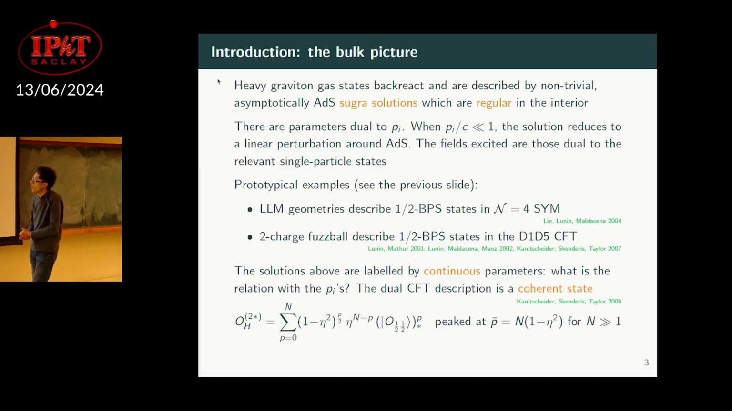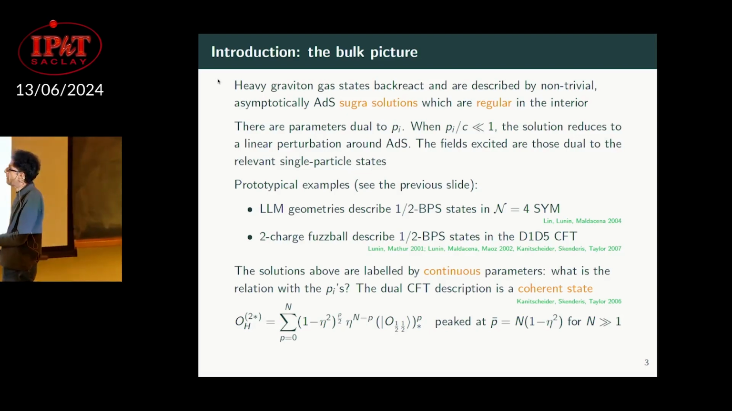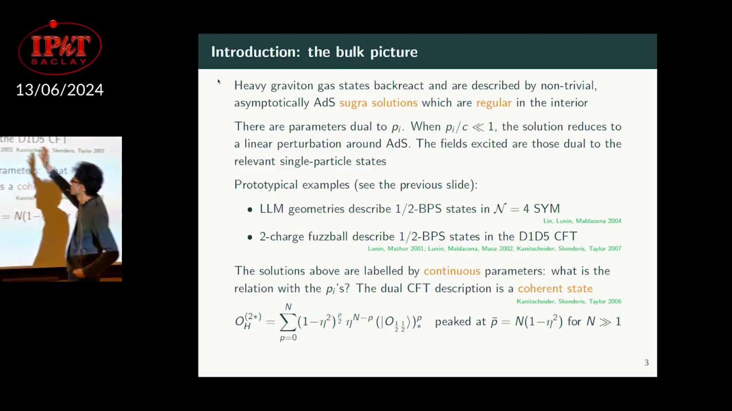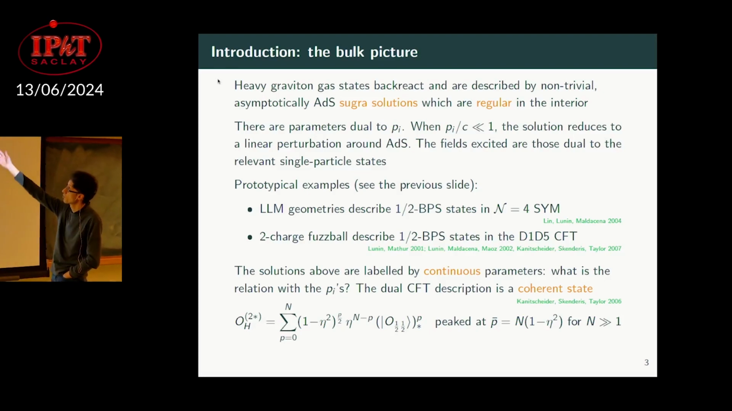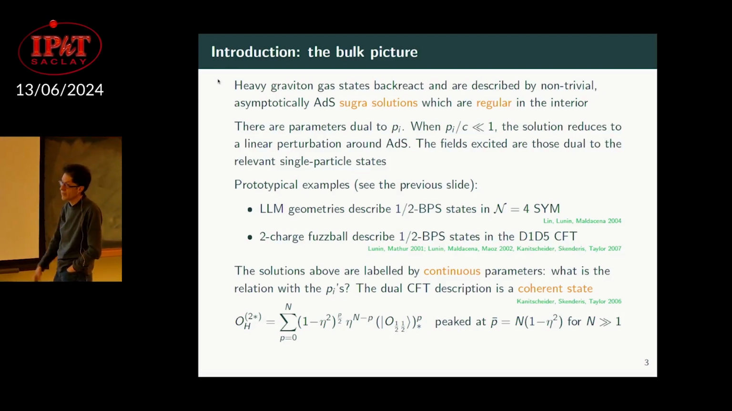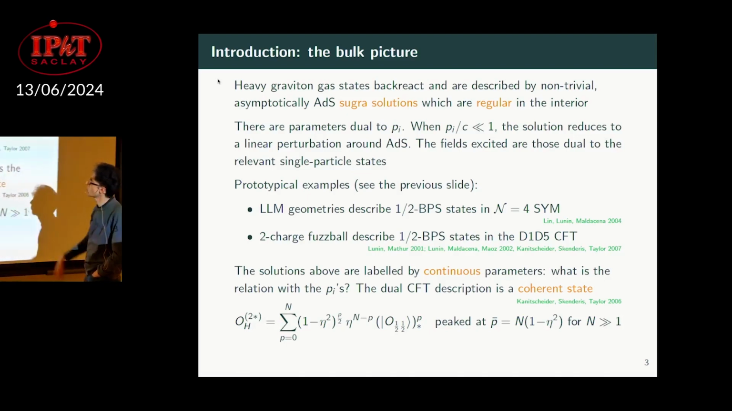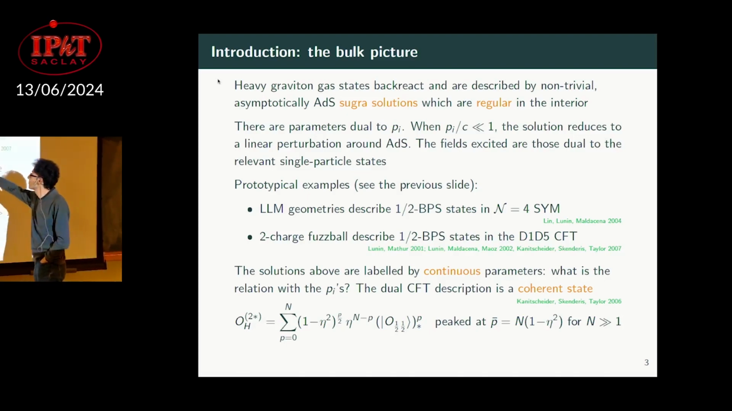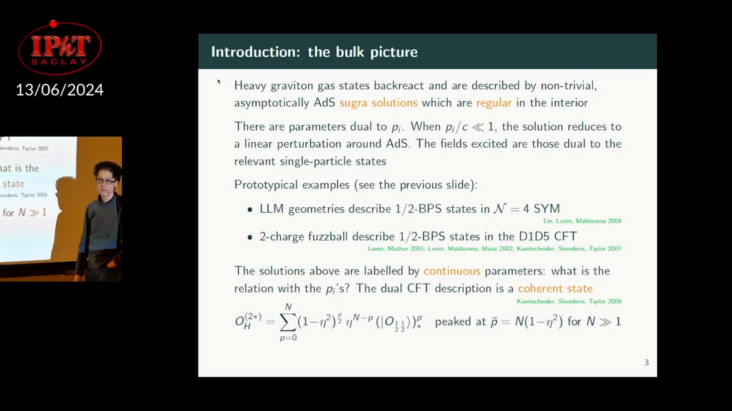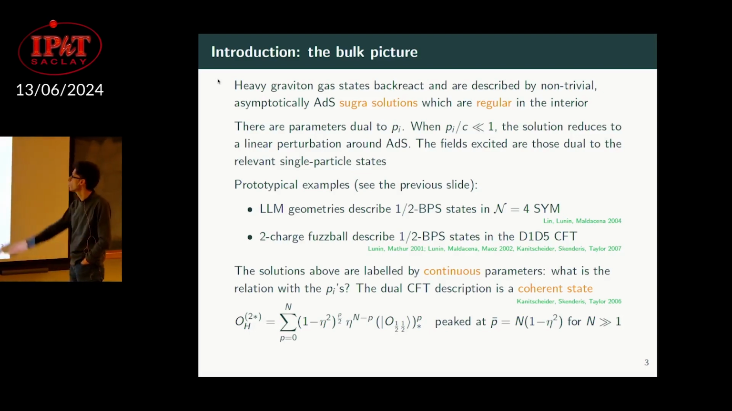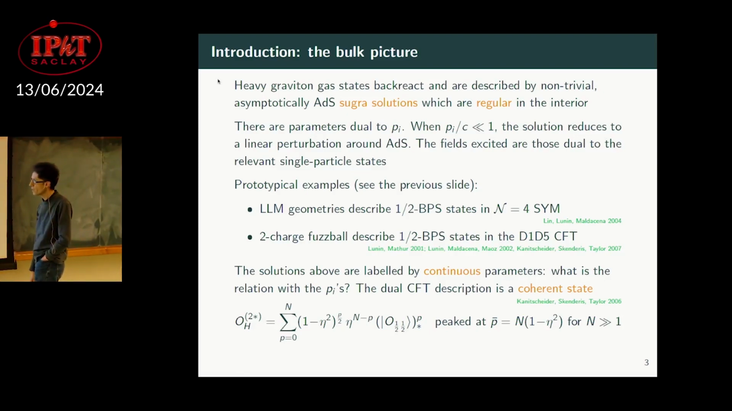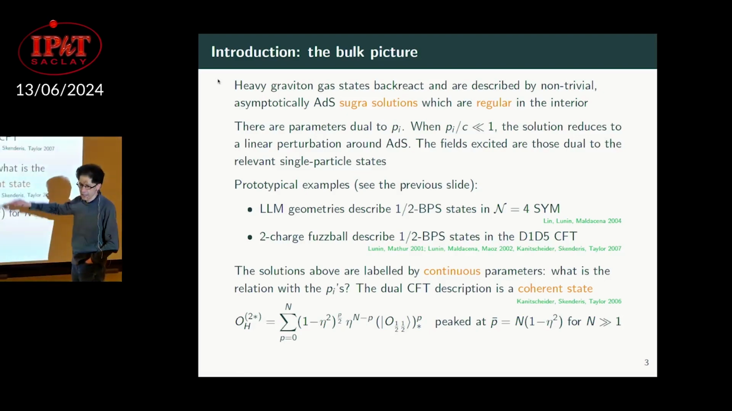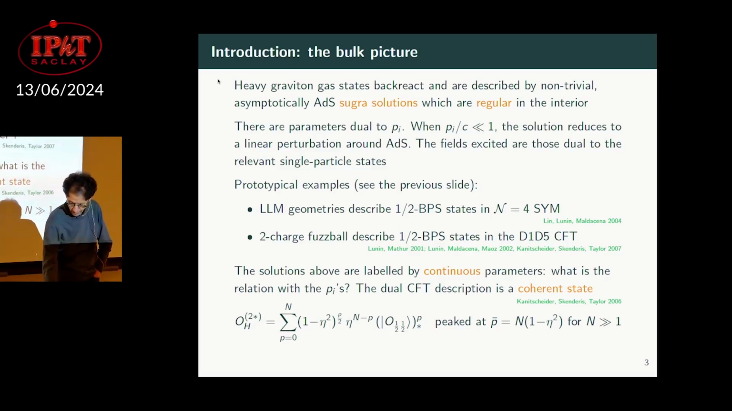And this is a bit of an art, but let me just mention the two old examples of such solutions dual to heavy states that have featured already earlier today: the LLM geometries in N=4 super Yang-Mills, and the simplest two-charge geometries of Lunin, Mathur, and many people after them in the D1-D5 CFT. Now, there may be confusion right away.